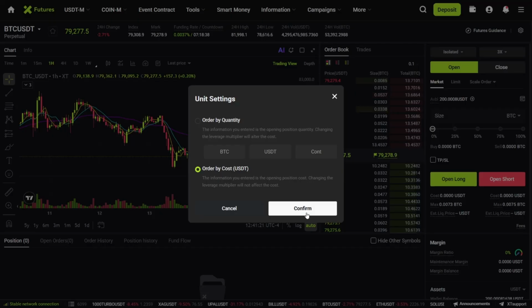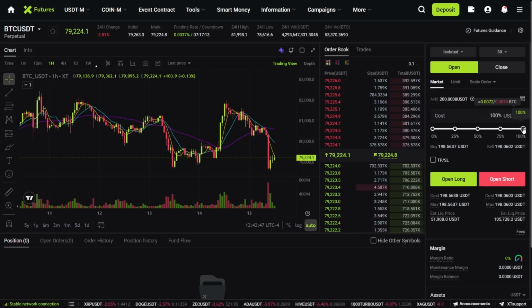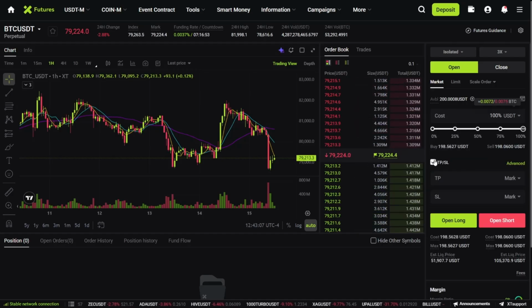So we are going to confirm these unit settings. For this tutorial, we're going to be executing a 3x market long on Bitcoin with our full account balance. So about 200 USDT. Before we click open long, we can see there is a box that says TP and SL. This stands for take profit and stop loss.